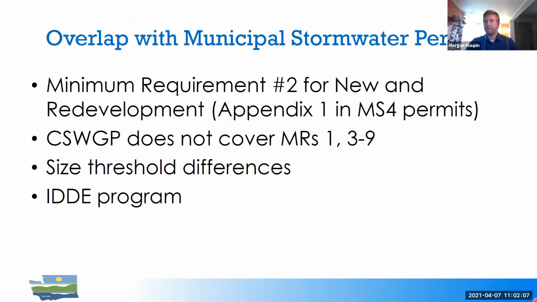There is definitely some overlap with the municipal stormwater permits. First of all, minimum requirement number 2 for new and redevelopment in Appendix 1 of the municipal stormwater permits. That's the main overlap. The Construction Stormwater General Permit doesn't really cover the minimum requirements 1 or 3 through 9. It's just that number 2.